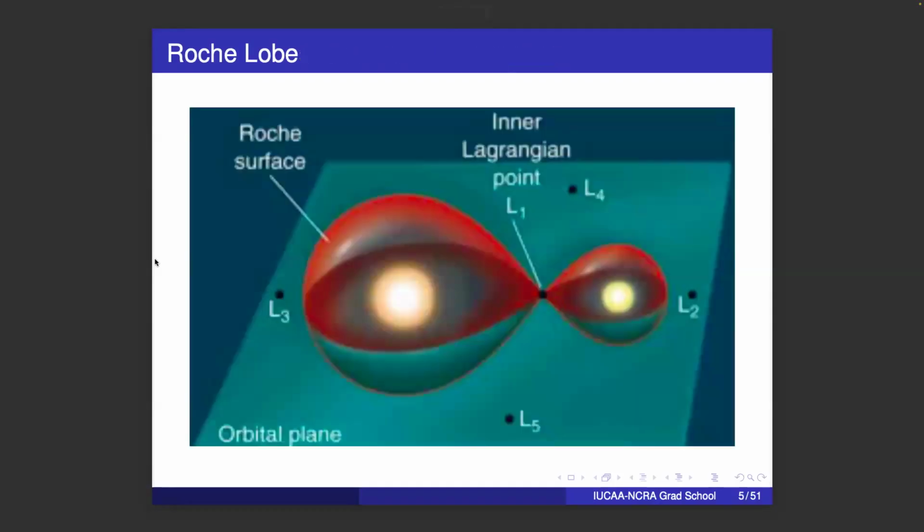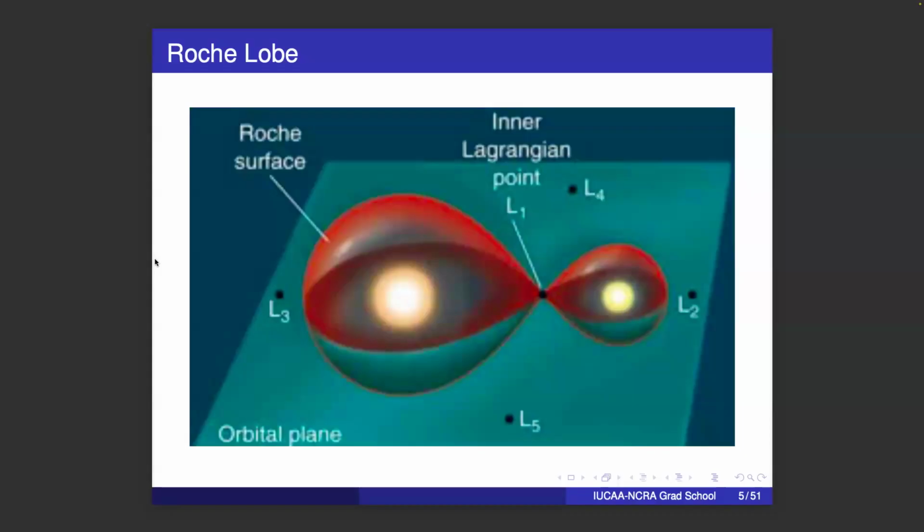Suppose you have two stars going around each other. These are binaries in an orbit. They will each form their own Roche lobe. The radius of the Roche lobe will depend on the mass of the star, not on the radius, but only on the mass of the star. And of course, it will also depend on the separation between the two stars. A less massive star will have a smaller Roche lobe than a more massive star.